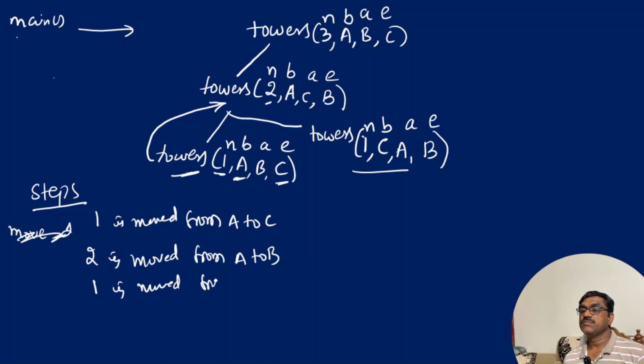1 is moved from, so what is the beginning peg? C. What is the end peg? B. C to B. Now see here, this completed and this is also completed, and this part I also completed.